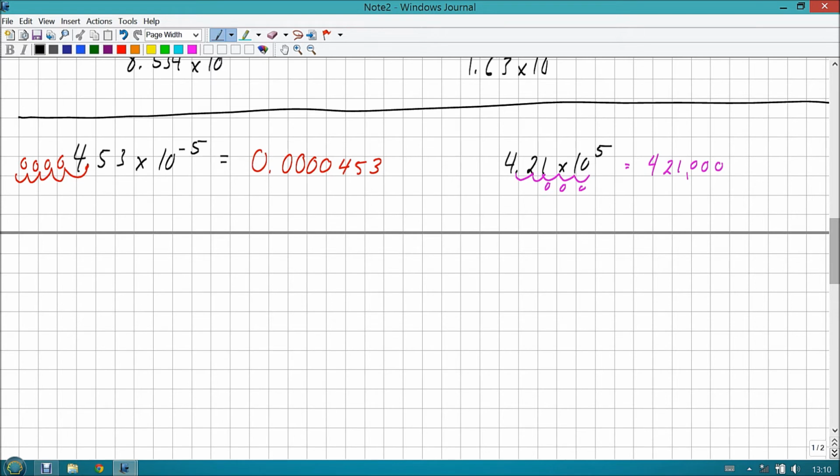Okay, so when converting back, go the normal direction. When converting to, go the other way. I guess that would be our rule of thumb.